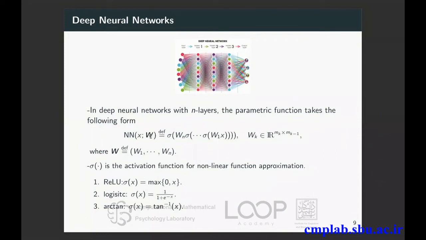So deep neural networks, I know most of you are familiar, so I will quickly go through this slide. In a deep neural network, you have many layers, and the parameters of these layers can be used to approximate a function, basically. And you have some nonlinearity that helps to do this approximation. So if we are dealing with nonlinear functions, we better have some nonlinearity. And typically these activation functions are ReLU, logistic, or arctangent.